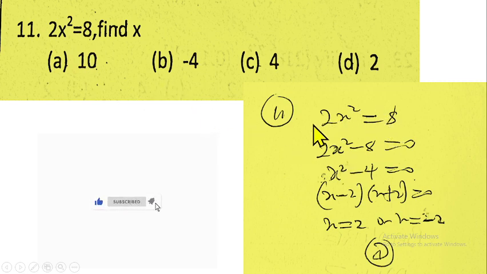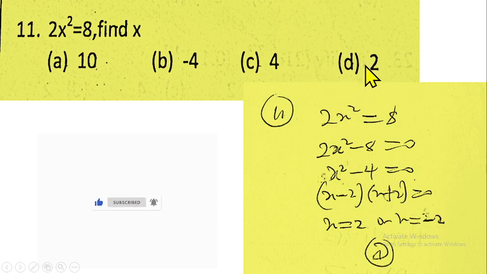Or to understand it better, you can collect like terms, or take this 8 to this side. You have 2x squared minus 8 equals 0. So you can divide through by 2. That will give us x squared minus 4 equals 0. Then this is a difference of two squares. x squared minus 4 is the difference of two squares. That gives us x minus 2 into x plus 2 equals 0. So that means this is equal to 0 and this is also equal to 0 as well. So x minus 2 is equal to 0 or x plus 2 is equal to 0. That means in that case x will be 2 or x equals minus 2. But if you look at the options provided, we only have one option.